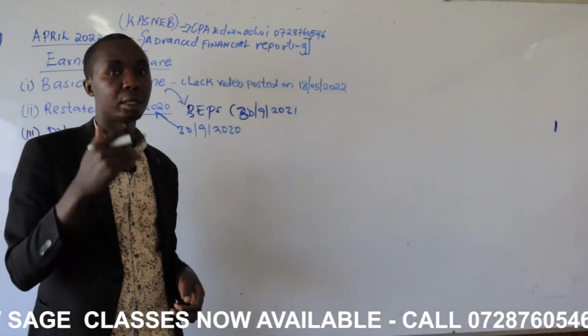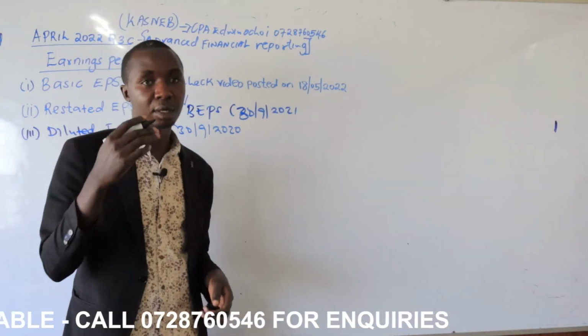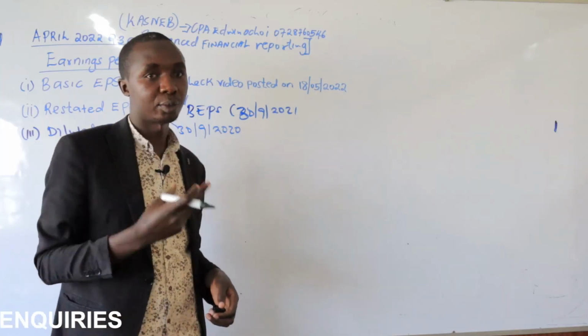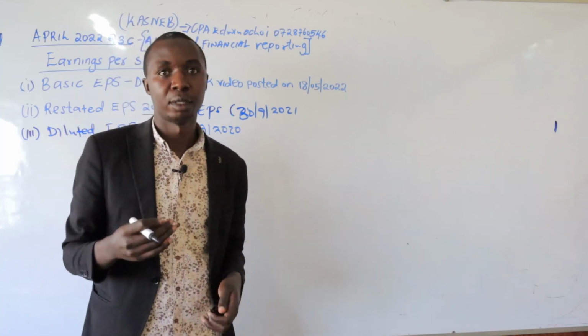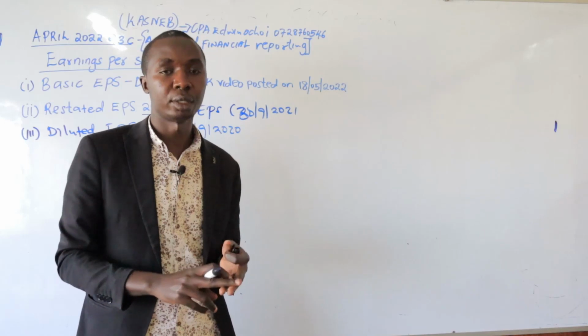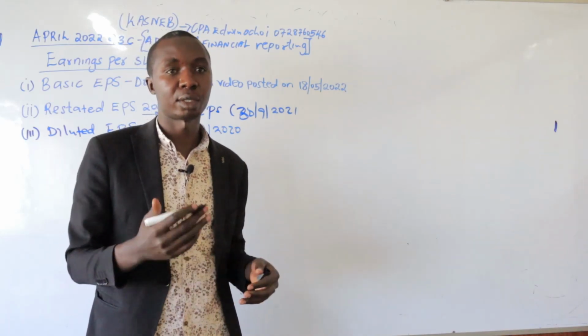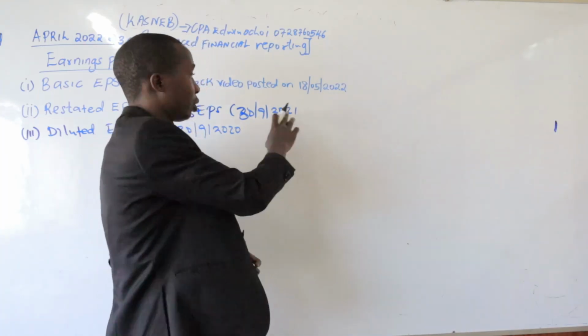So remember that in that question there was an aspect of rights issue. So when doing your aspect of the restated earnings per share, you need to check which item you have. Do you have a rights issue? Do you have a bonus issue, share split, or reverse split? So like in our question, there was an aspect of rights issue in the year 2021.